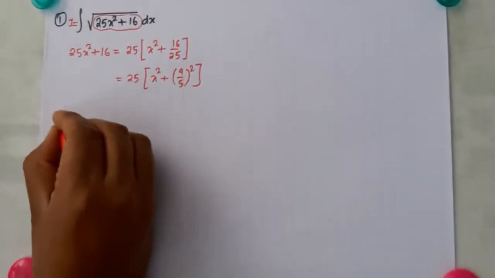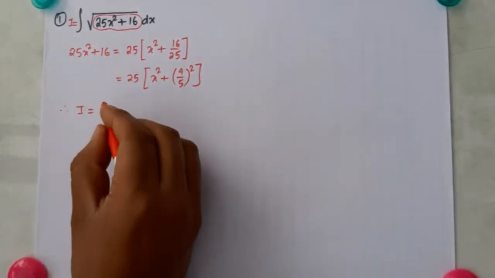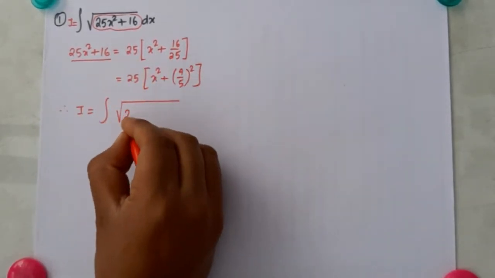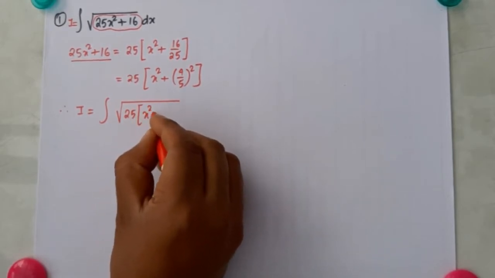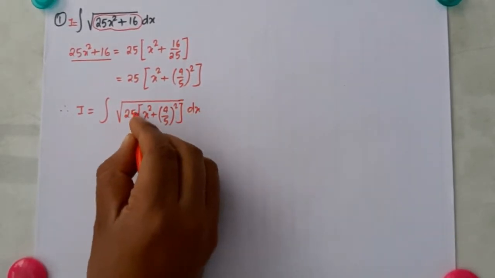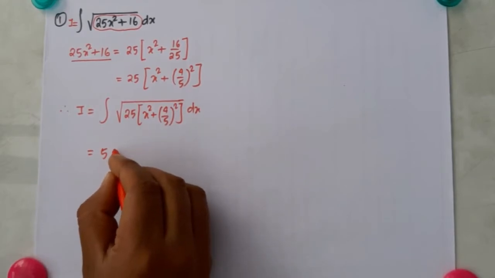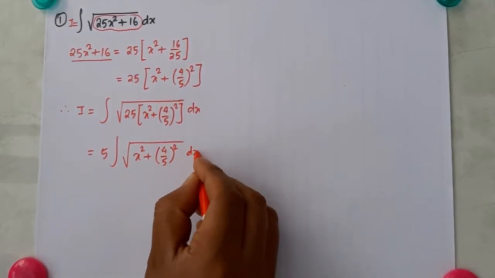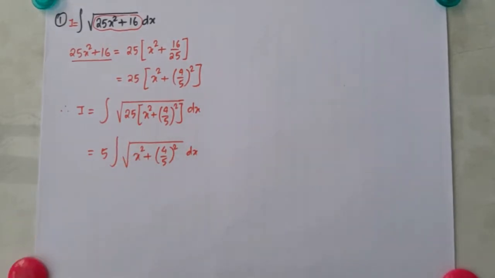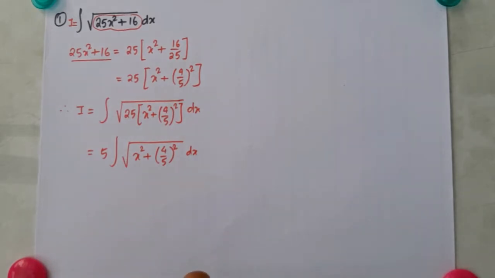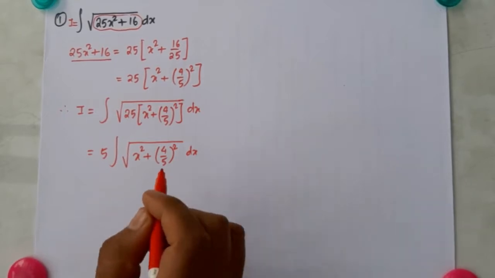So your integral I will change into, see here carefully, the integral of the square root of 25 times x square plus 4 by 5 whole square, and we have dx also. The square root of 25 is 5, which can be kept outside the integral sign. So we have 5 times the integral of the square root of x square plus 4 by 5 whole square dx. Now there are three standard integrals given to you, and this falls under your first standard integral.